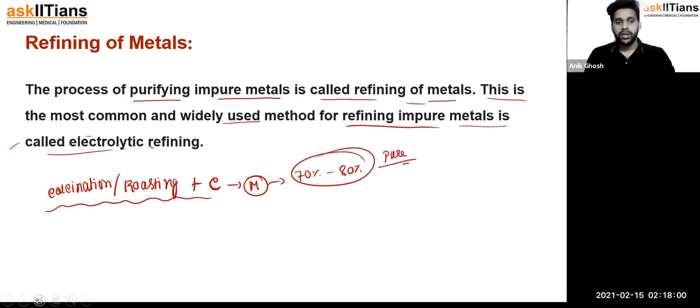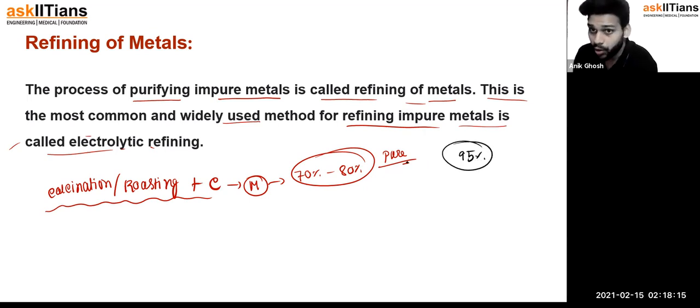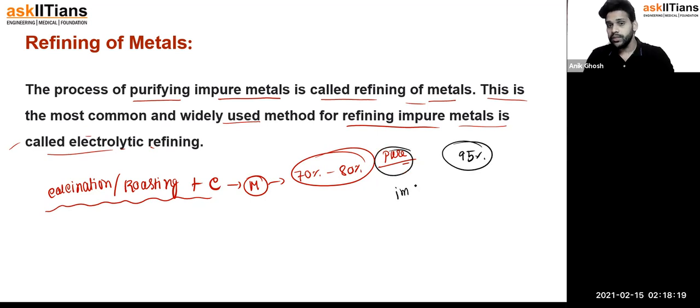But if I just take a metal which is this pure, it is not going to work. We need a very pure metal, more than 95%, to work with. Now how to do that? In the last process, we need to take out the impurities from it. To take out the impurities, we do electrolytic refining.